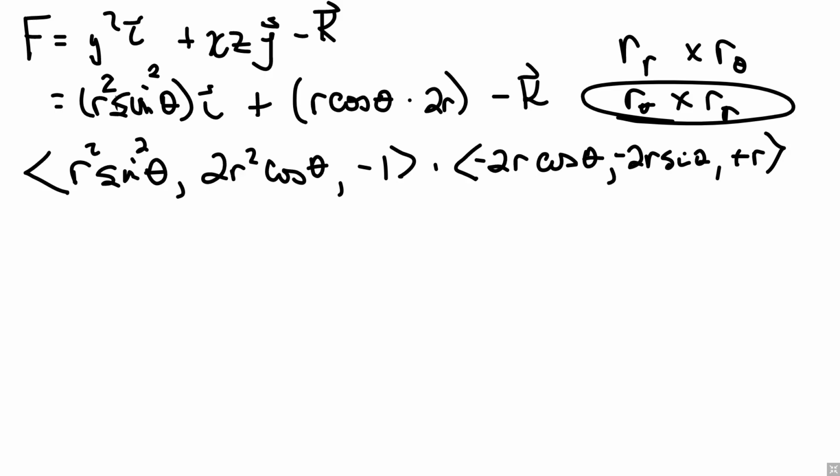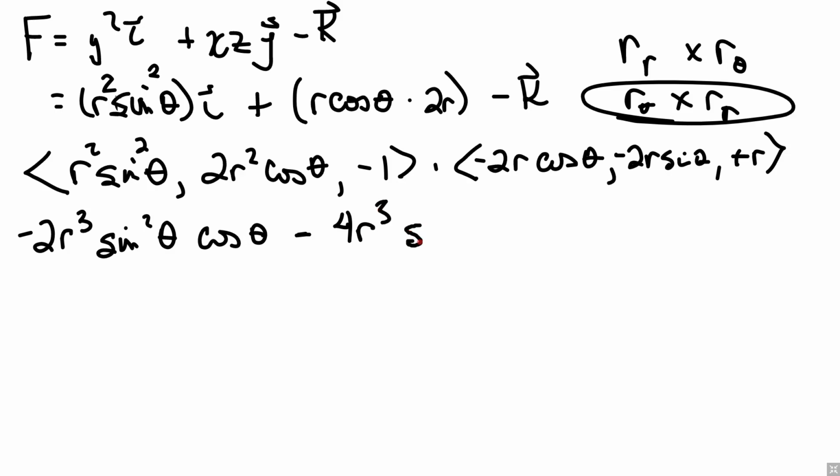Okay, so if I multiply these two together, I'm going to end up with negative 2r cubed sine squared theta cosine theta minus 4r cubed sine theta cosine theta minus r.